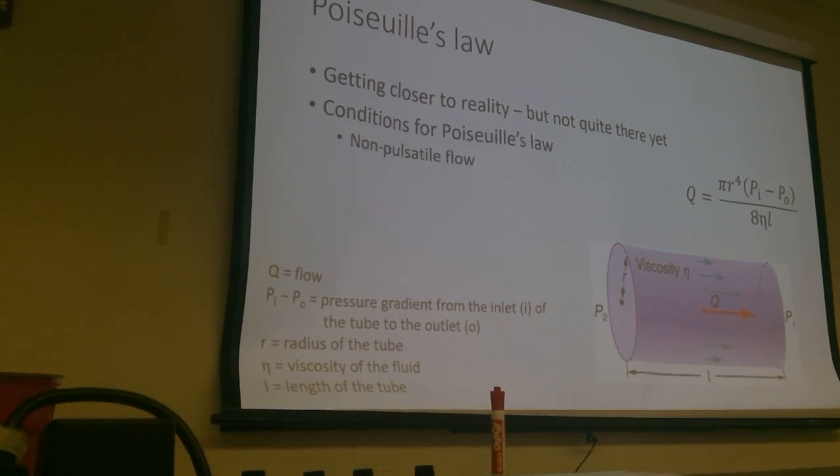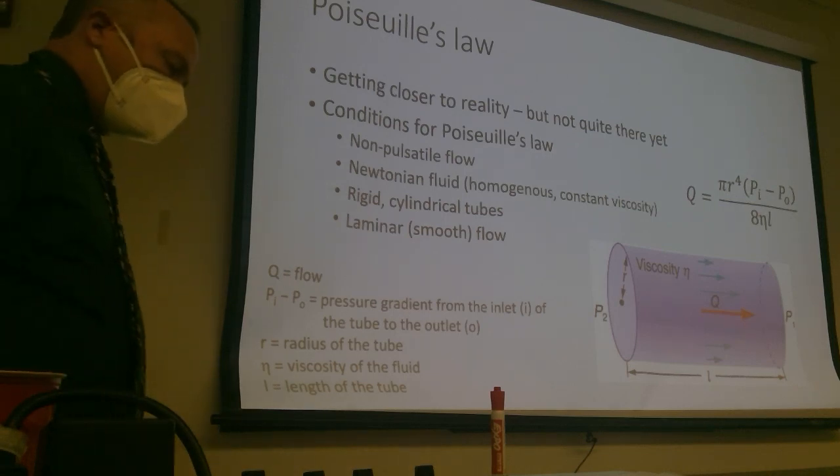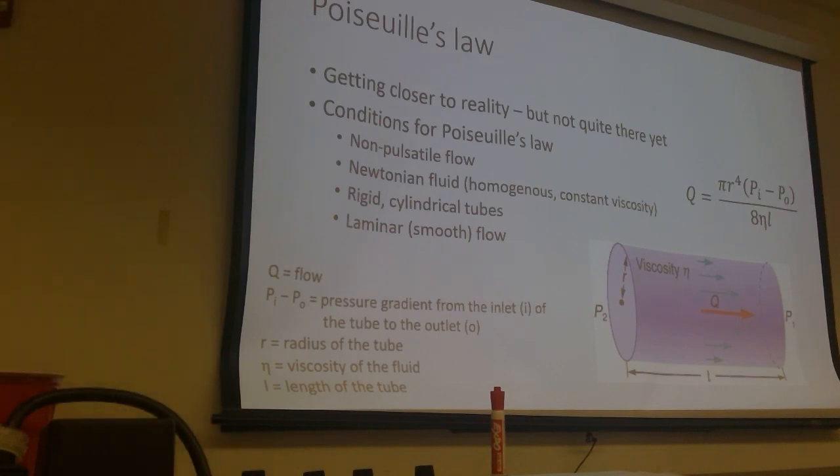So you're going to see why this doesn't quite fit our cardiovascular system. Assumptions that underlie this law: non-pulsatile flow, a Newtonian fluid, meaning it's homogeneous and has constant viscosity, rigid cylindrical tubes, and what's called laminar or smooth flow. So you remember back to the different shapes that I showed y'all. The one that looked like a foil, looked like a fish, had smooth flow all around it. The one that had the box had turbulent flow, right? It had all those vortices.